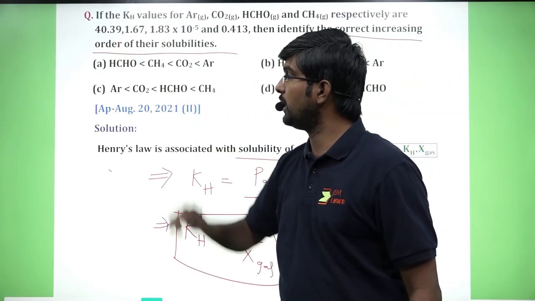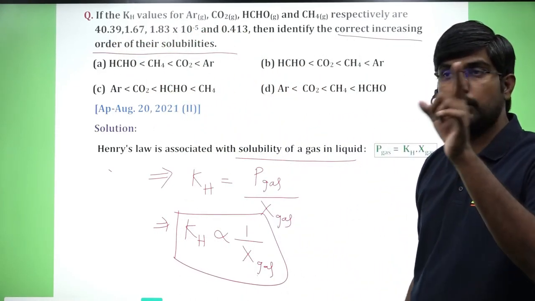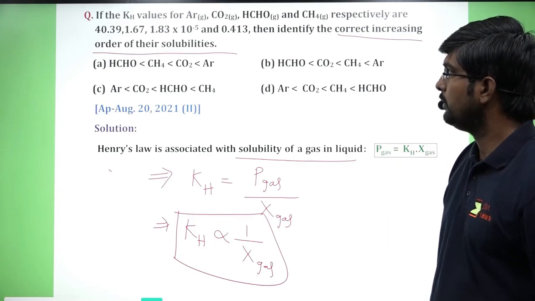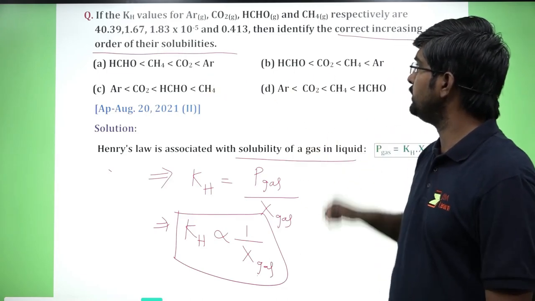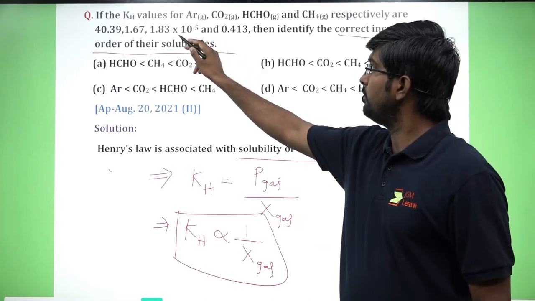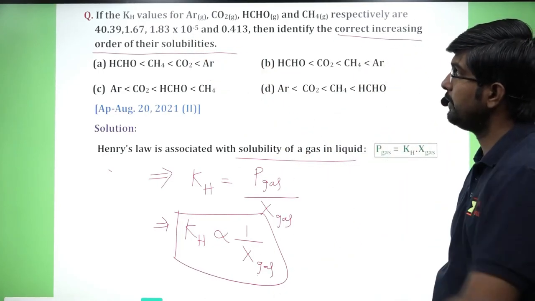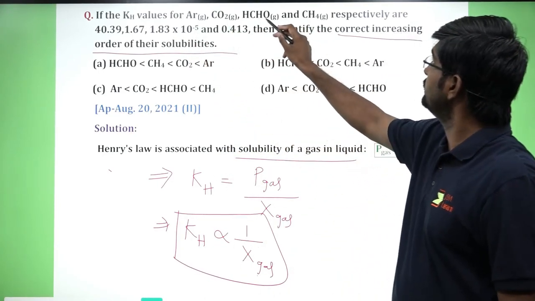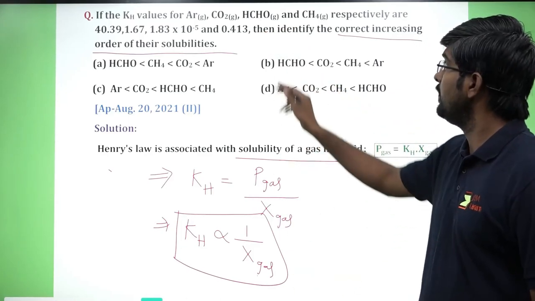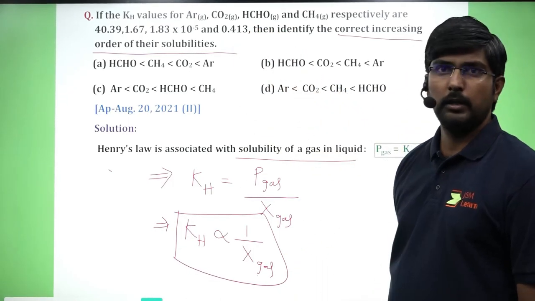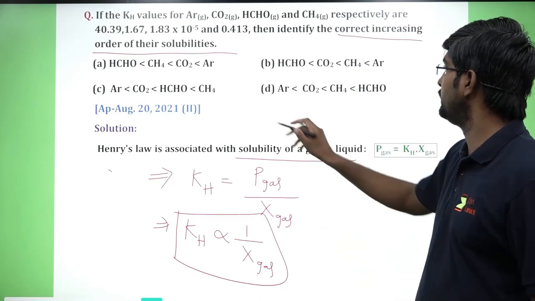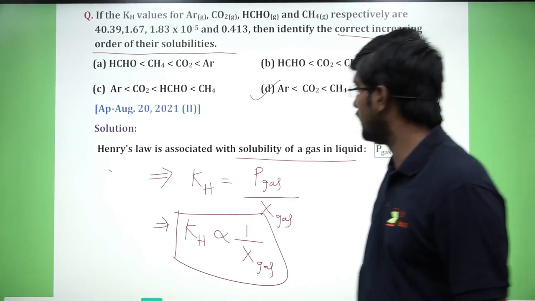See, argon has the highest KH value, meaning it has the lowest solubility. So from this you can eliminate these two options. And next, which one has the lowest KH value? See, this one, the third one. Formaldehyde has the lowest KH value, so it has the highest solubility. So our option D is the answer.